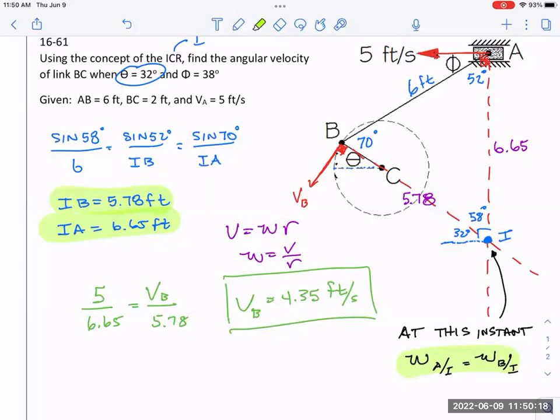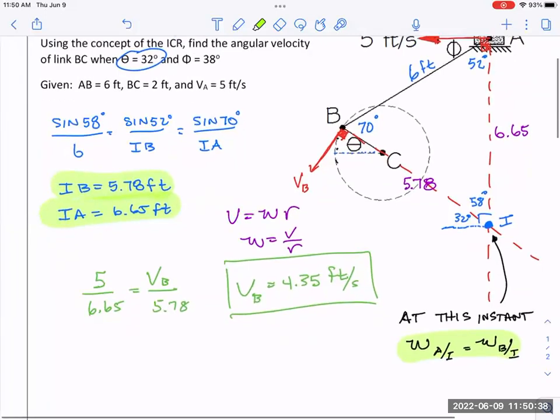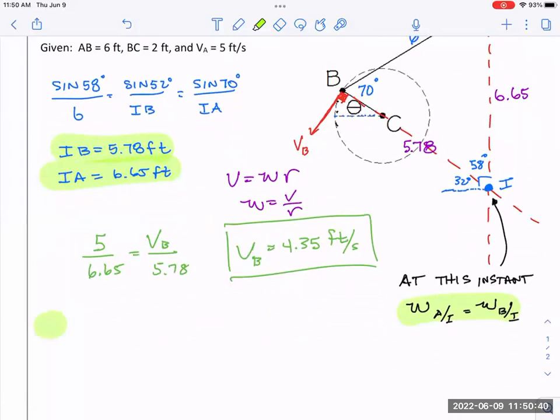Now, if that's all we needed to know, we're done. But notice it said using the concept of the ICR, find the angular velocity of link BC, not the angular velocity of BI, because I isn't a thing. Like I is not really actually a part of this. But could we find the angular velocity of BC? B as it rotates around C. Is there some way we could figure that out? Who's got an idea?